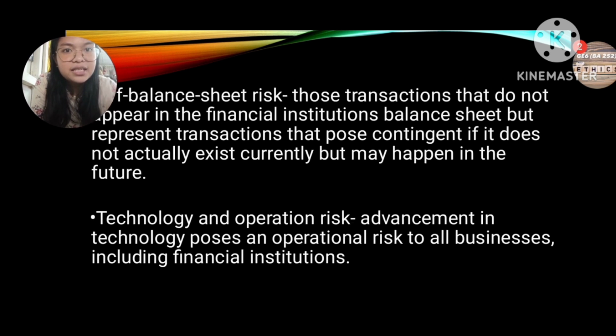The next is the off-balance sheet risk. These are transactions that do not appear on the financial institution's balance sheet but pose contingent risk, as they do not actually exist currently but may happen in the future. The off-balance sheet risk involves contingent assets or liabilities like unused commitments, letters of credit, and derivatives, which are considered off-balance sheet entities.